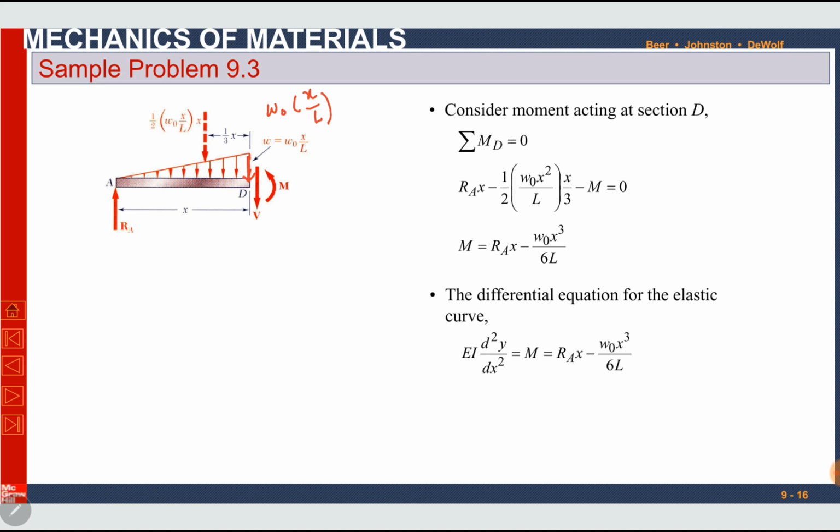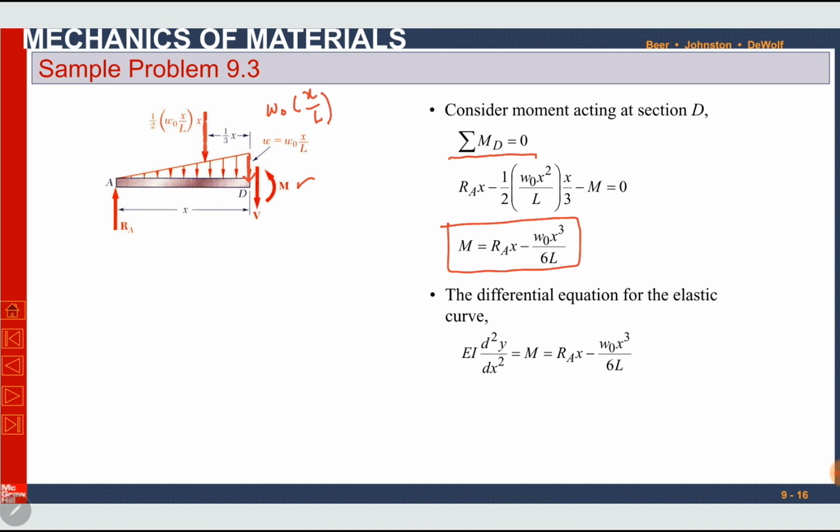So if we want to convert into a concentrated load, it will be the area of the triangle, 1/2 into maximum load W0 x by L into the length of the beam, which is x. Okay, simply using the statics equilibrium equation, summation of moments at point D equal to 0, we can find this moment M as this.